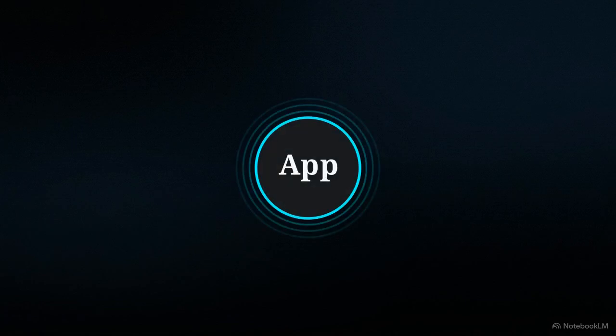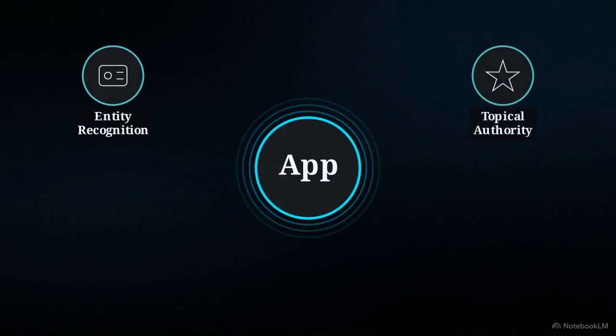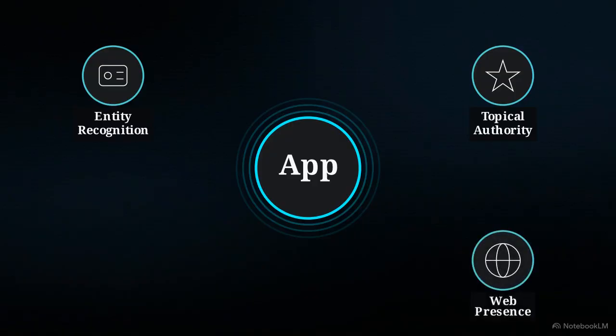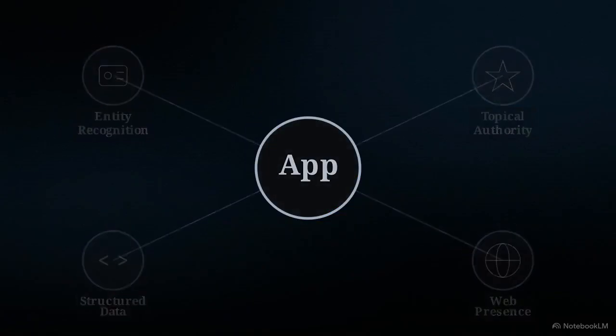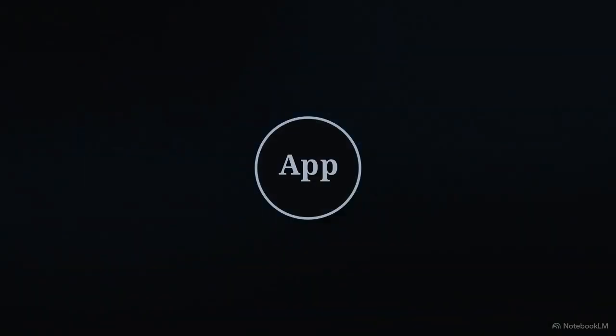To be recommended by an AI, this node map illustrates what you need: clear entity recognition, topical authority, an active web presence, and structured data. Without an engineered footprint feeding those signals, your application is functionally invisible to the next generation of search.